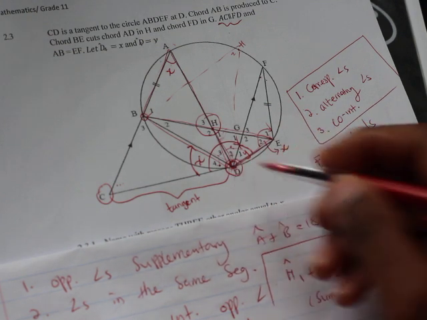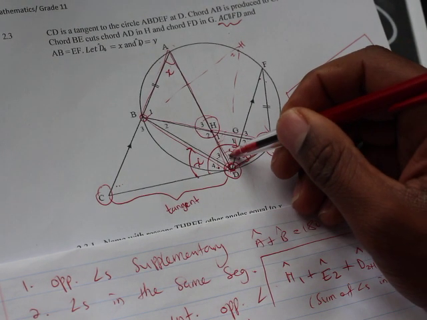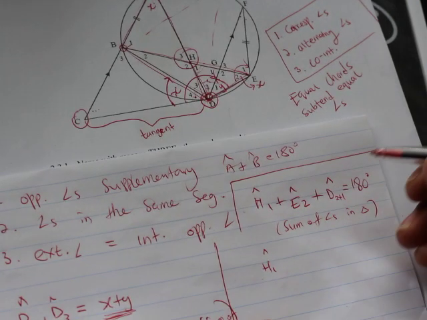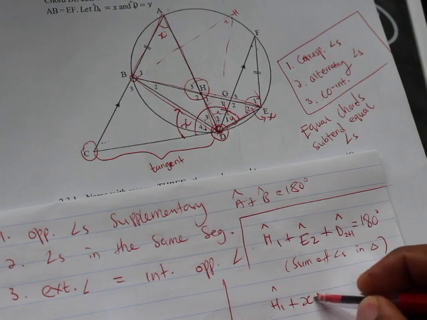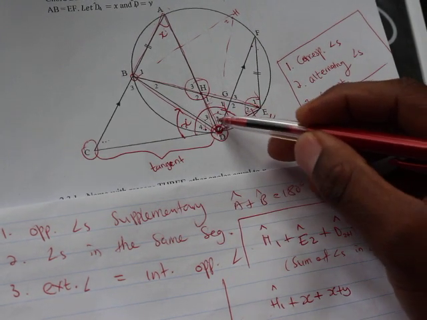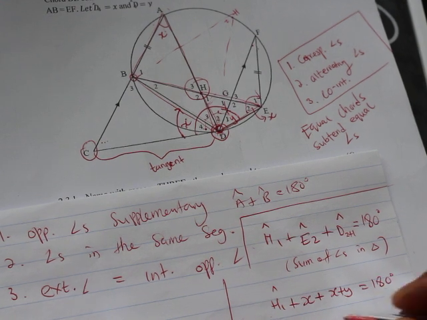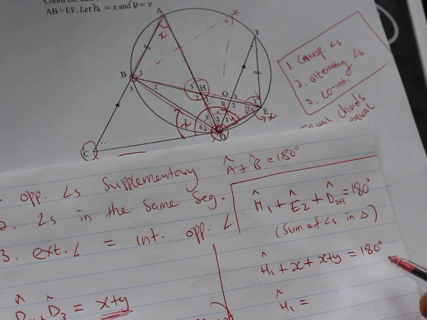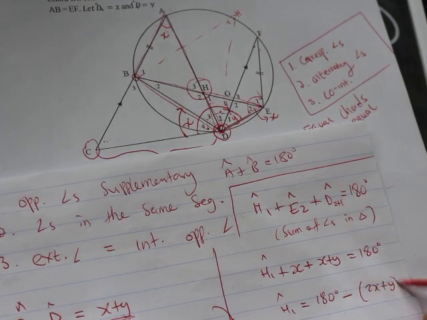But remember, D2 is x. So basically D2 plus 1 is x plus y. D2 is x from that, and D1 is y. So angle H1 plus angle E2, which is just x, plus x plus y, which is angle D2 plus 1, must be equal to 180. So angle H1 is equal to, we're just solving the equation over there. So you take everything to the other side. Angle H1 goes to 180 degrees minus 2x plus y.